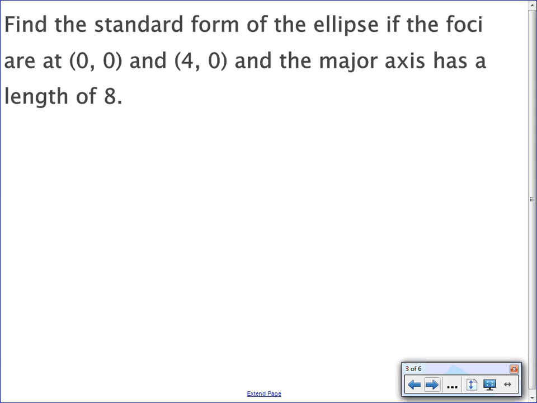Okay, now I want the standard form of the ellipse if we have foci at (0, 0) and (4, 0), and the major axis has a length of 6. Go ahead and write down what you need to.